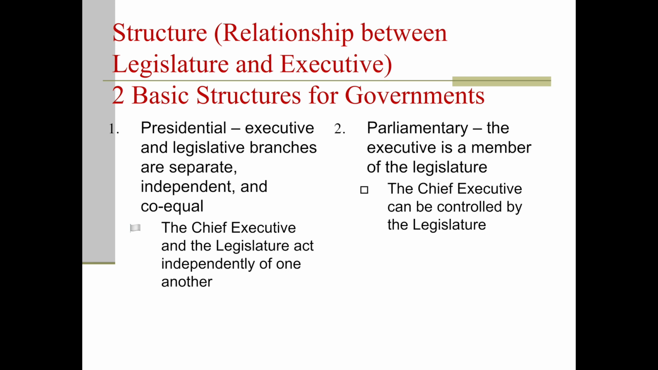So the chief executive can be controlled by the legislature, and it really depends on, we haven't really talked about political parties, but it really depends on what the majority party is, what kind of majority they actually have. If it's a coalition majority, there are all different kinds of factors that can have an impact on that. Okay?